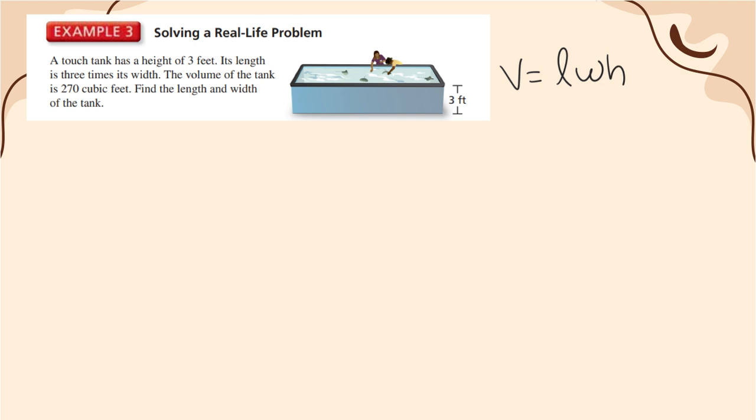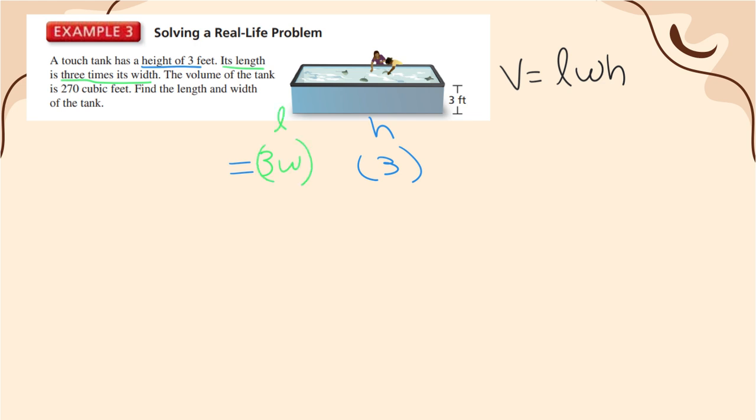Given this information on this word problem, we know that the touch tank has a height of 3 feet. So if I plug in, I'm going to have 3 for H, correct? Its length is 3 times its width. So we know that the length is 3 times its width. I'm going to put it in parentheses. So this is my length.